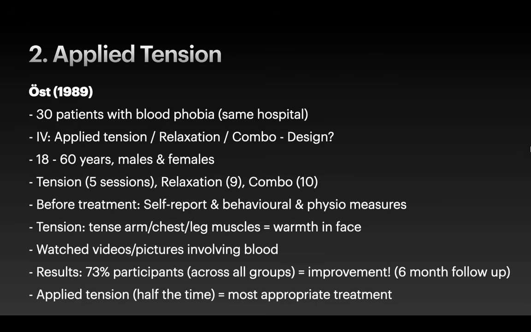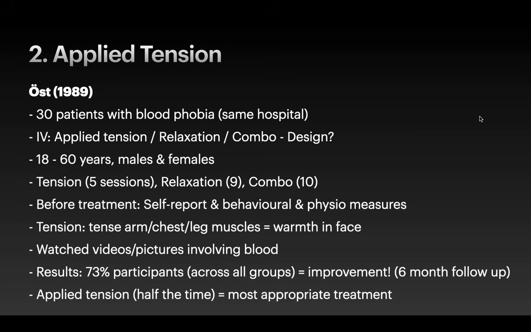And it was across all groups, right? Applied tension was only done in half the time, so that would be the most appropriate treatment. So what he means by this is that if you notice, the tension was done in only 5 sessions. Relaxation had 9 sessions, and combo of both had 10, right? So relaxation and combo, they had a lot of sessions, but applied tension was only 5, right? So they managed to have equally a positive effect in half the time, right?